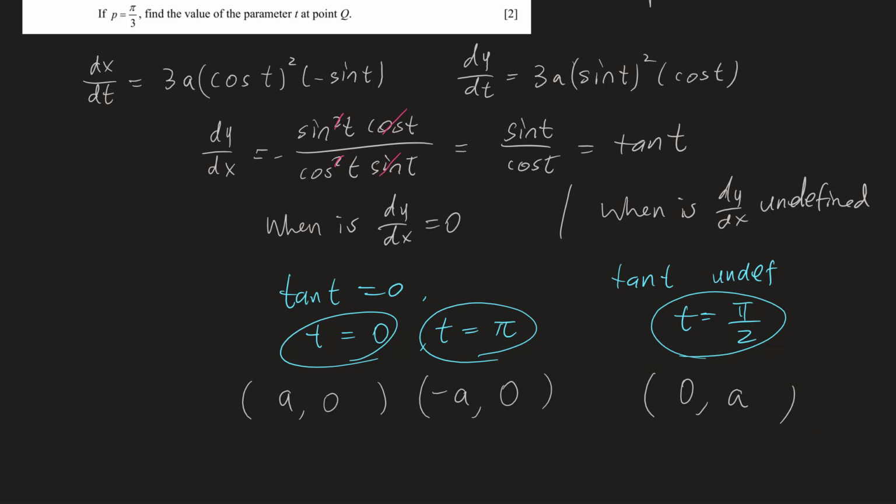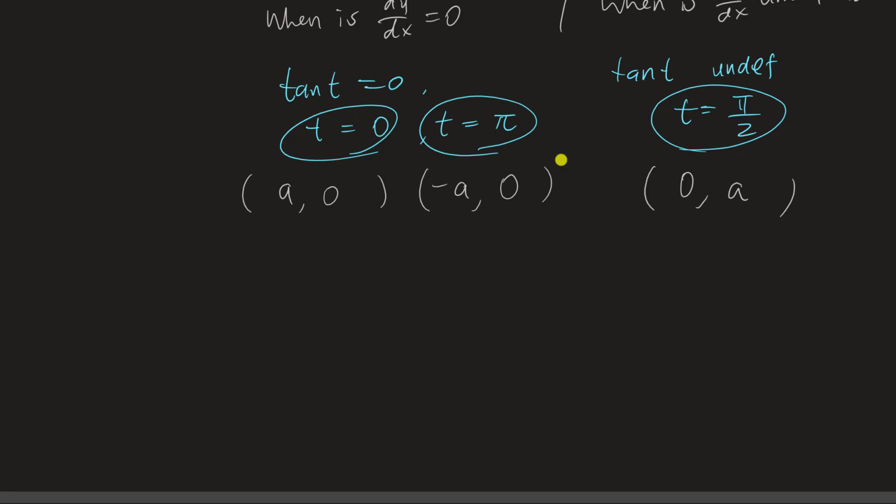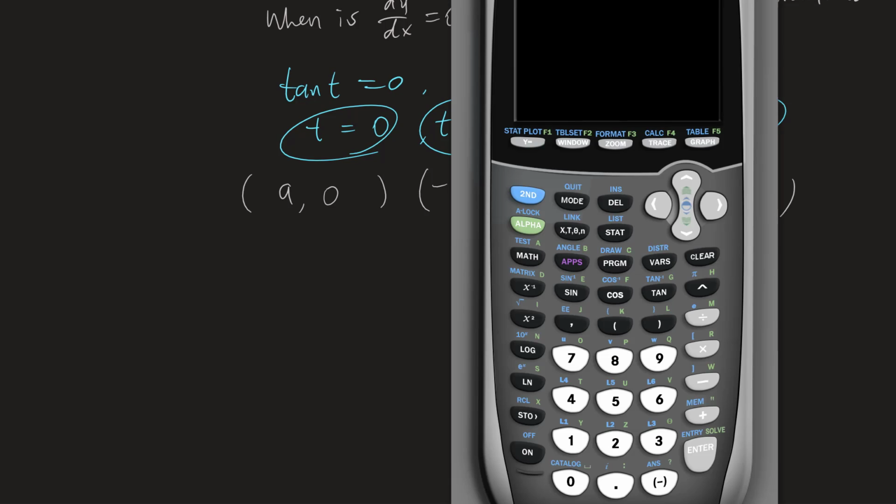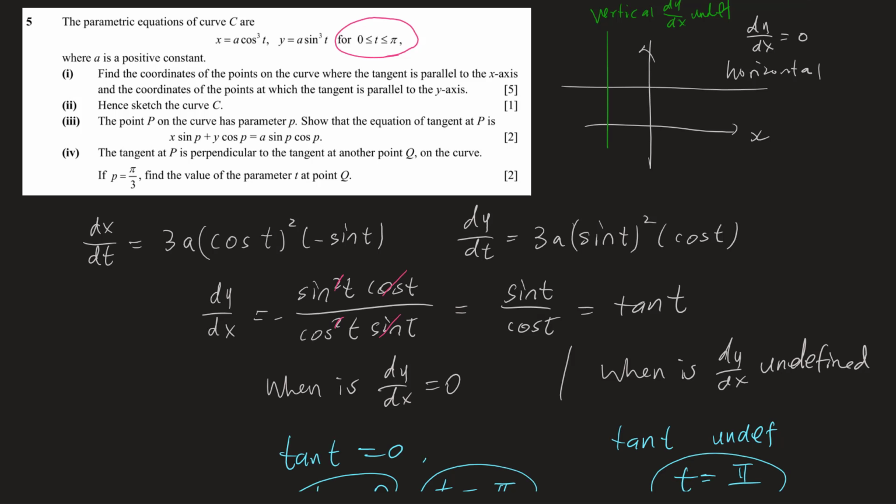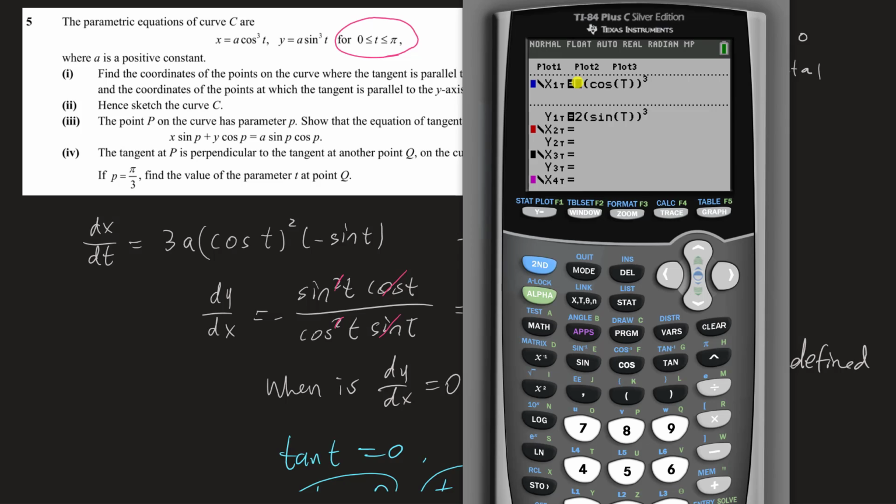And then they say hence sketch C. Well, of course you can just use the GC. I'm going to use a equals 2 instead of a equals 1 in my parametric graph, so it looks something like this. I prefer the number 2 because you can see it manifest in the graph a bit better. So if you take a look at the graph, you get this simple shape.